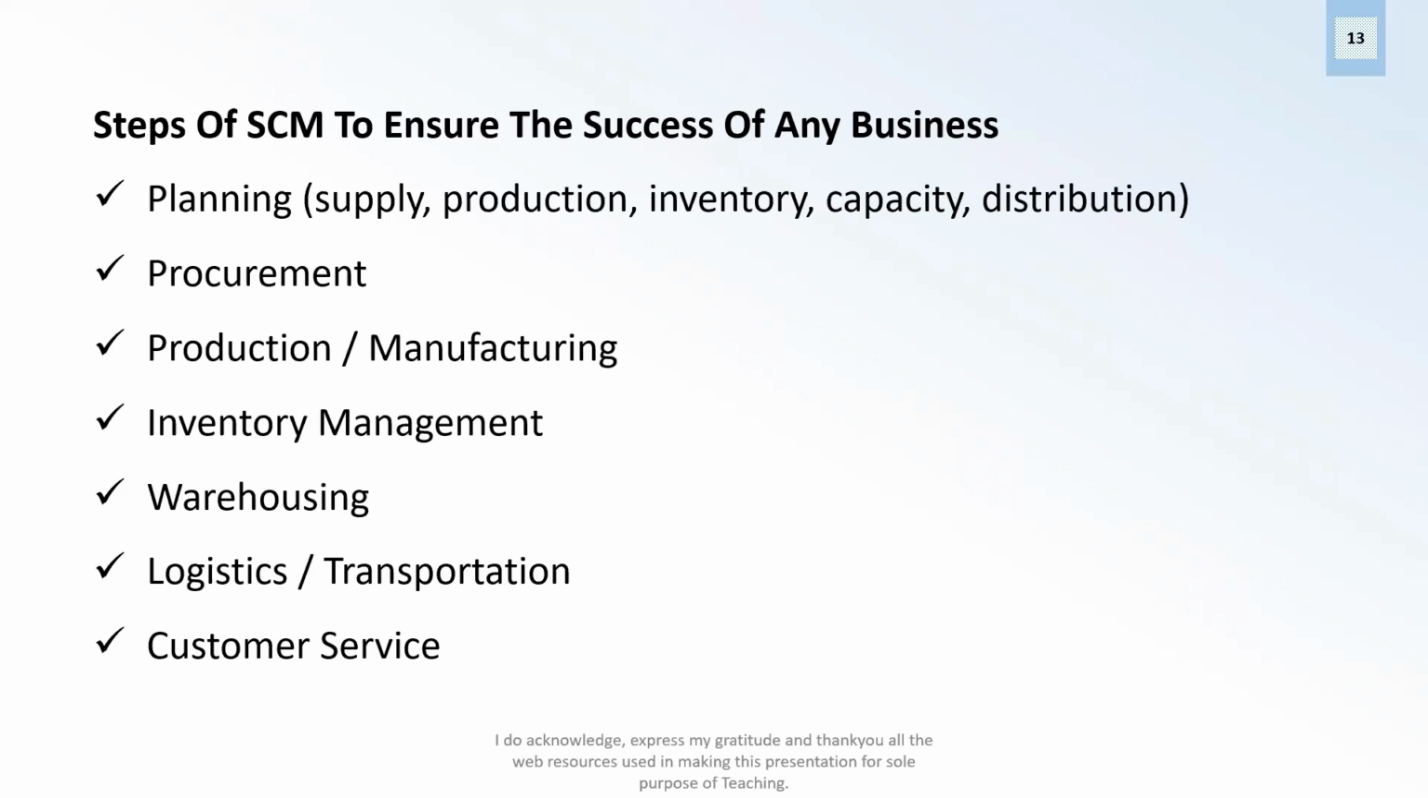Procurement is the next step of supply chain management. Production and manufacturing is another step. Inventory management is one of the things. For example, in Japan, the just-in-time concept is there, correct? That means when you want to manufacture the products, all the raw material required or the ancillary products, components required for manufacturing, reach you.